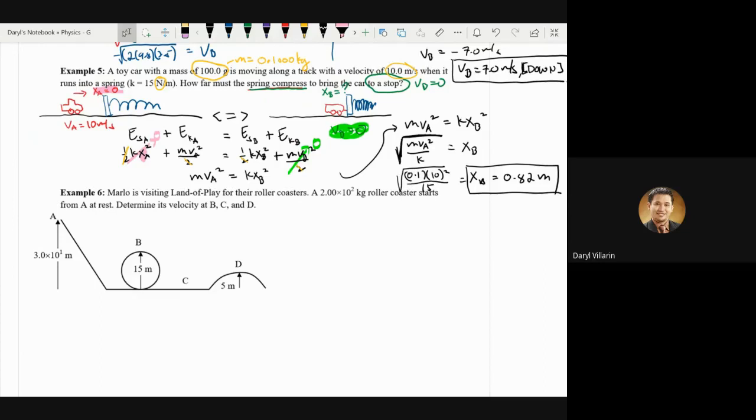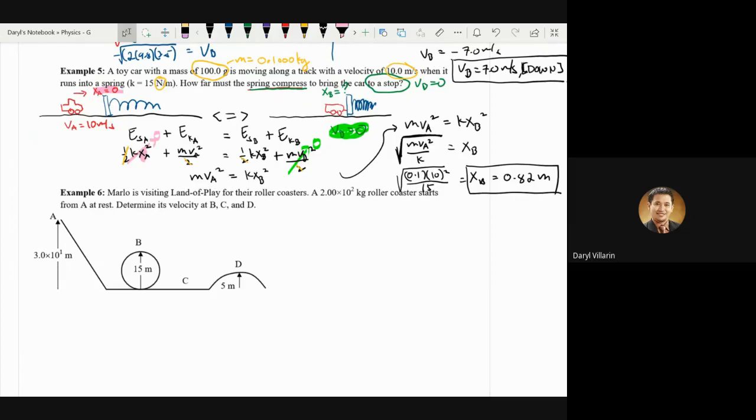It would become more complicated if there's friction involved, as well as if this particular cart is moving upward, because you cannot set your gravitational potential energy to zero in that case. It's not as simple, and you have to take friction into account in your energy equation.